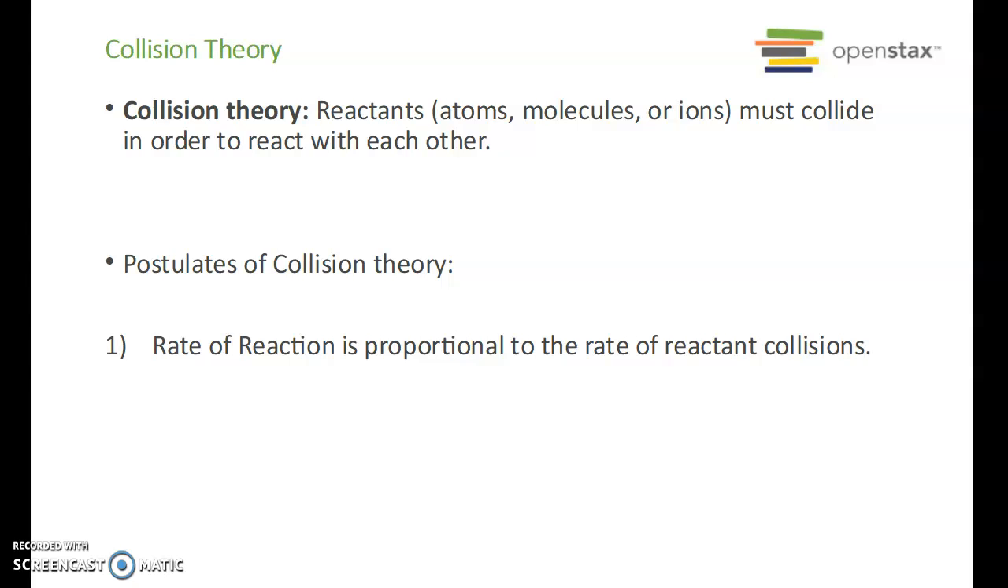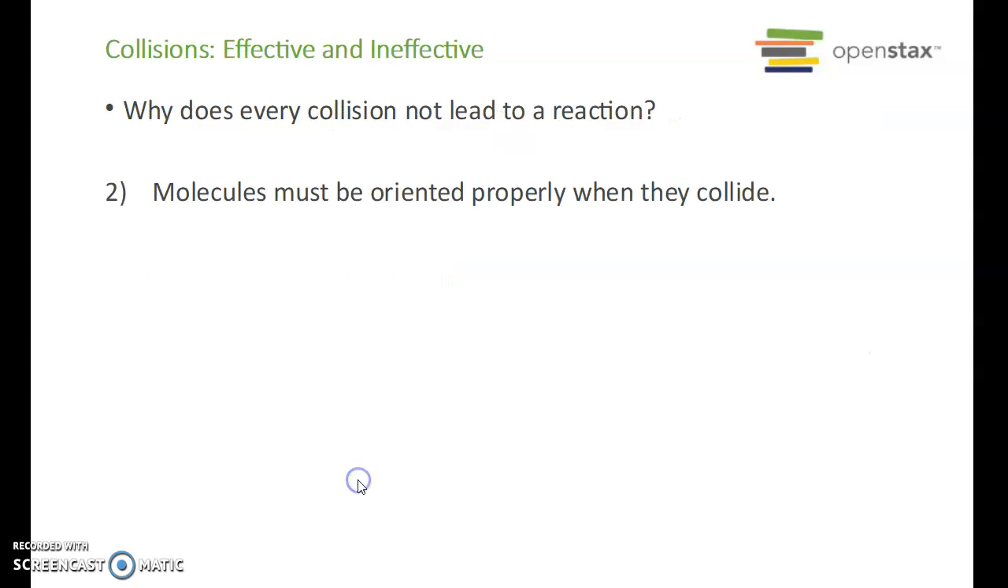Now, as far as collision theory, we talked about how the reactants must collide in order to react with each other. So the rate of reaction is proportional to the rate of these reactant collisions taking place. That's our first postulate. A postulate is just sort of a rule of thumb in this matter. So why does every collision not lead to a reaction? First of all, molecules must be oriented properly when they collide. They also must have the proper energy.